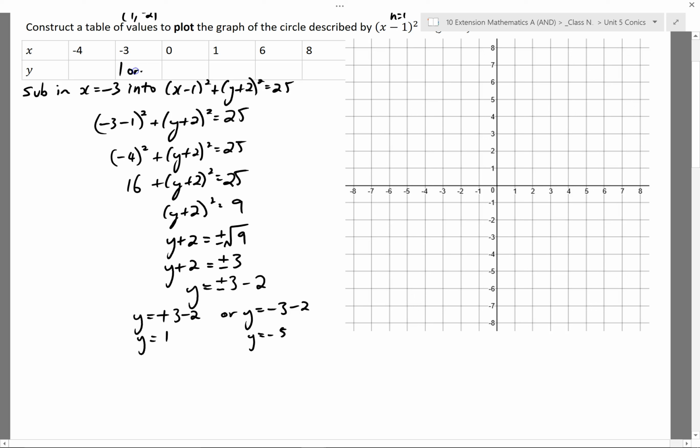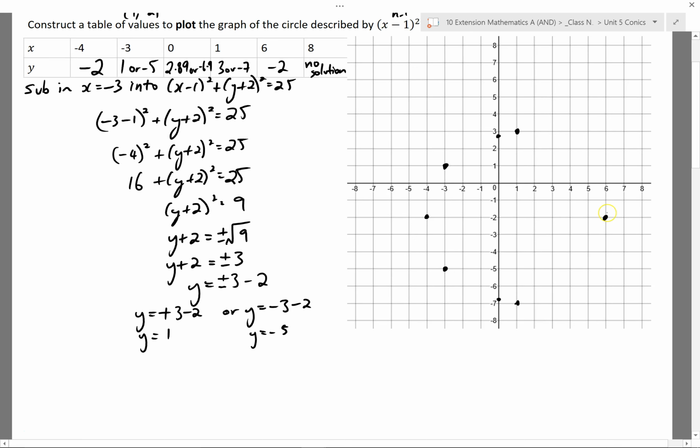So 1 or minus 5 I'll put in here, and I'll plot where these 2 points are, and then from there I can do that for all of these other points. I want you to do these all manually, so press pause and sub in these values. You'll get a lot more out of it doing it yourself. So there's all the points, and I'll be able to join these together and make it into a circle.